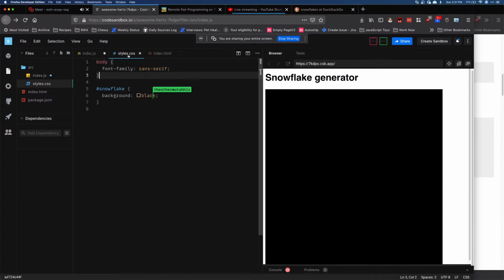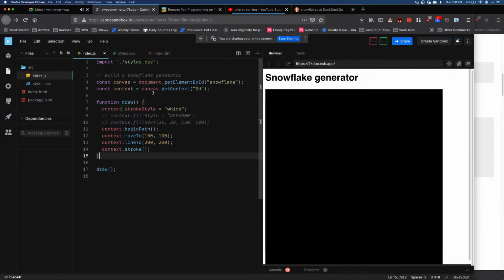So I'm going to turn it black just so it stands out. And then let's see, stroke style is white. Okay, cool. Yeah, that's nice. Hey, nice. Magic. Okay. Magic.